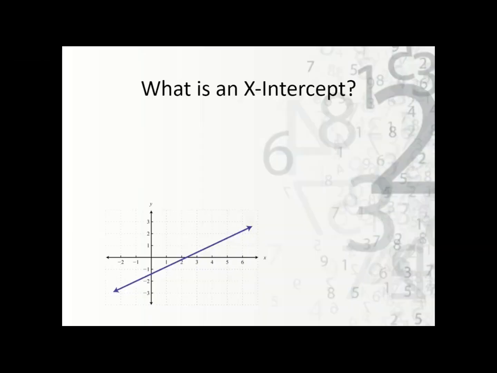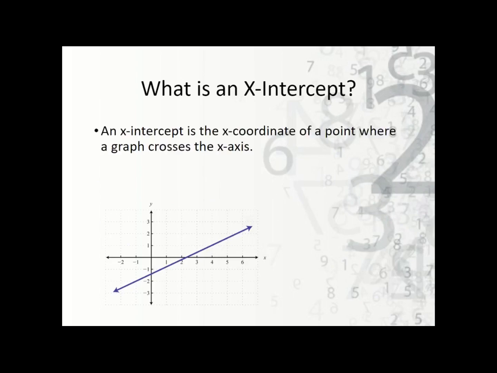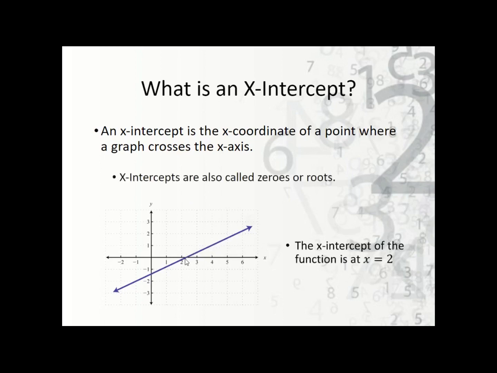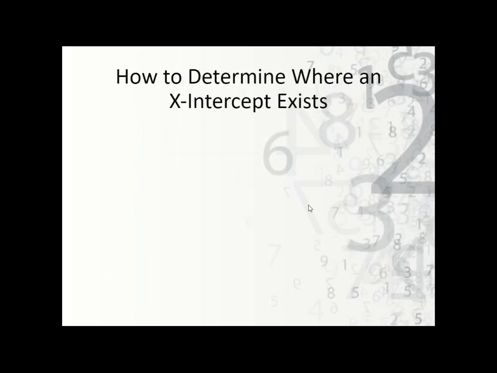First, what is a zero or an x-intercept? The x-intercept is the x-coordinate of a point where the graph crosses the x-axis. So if we look at this, we have a line here, and it crosses right there. So in this case, we would say that our x-intercept is at about 2. And we also call these x-intercepts zeros or roots. So they're called all of these different things.